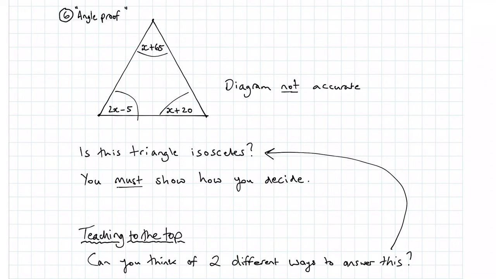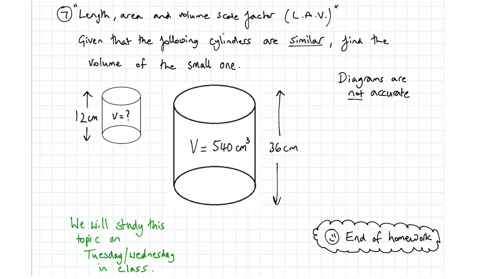Now, as well as saying yes or no, you need to actually show some algebra to decide whether or not it is or isn't. And a little teaser to the top question is, can you think of more than one way of doing that? There's at least 2 ways that I can think of to solve that problem algebraically. On to question 7. And this is the last one.